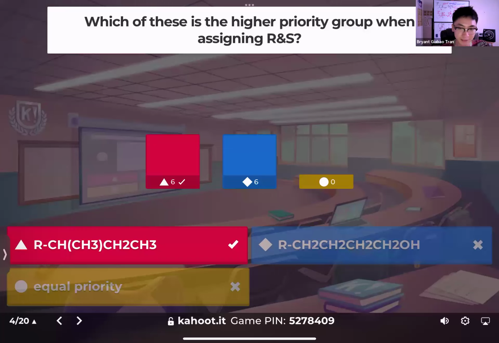The alcohol wasn't even accounted for because the alcohol is too far away to account for. We only get to the alcohol when there's a tie, and a tie, and a tie, and a tie, and then until we hit that alcohol, that's when we take into account the alcohol.